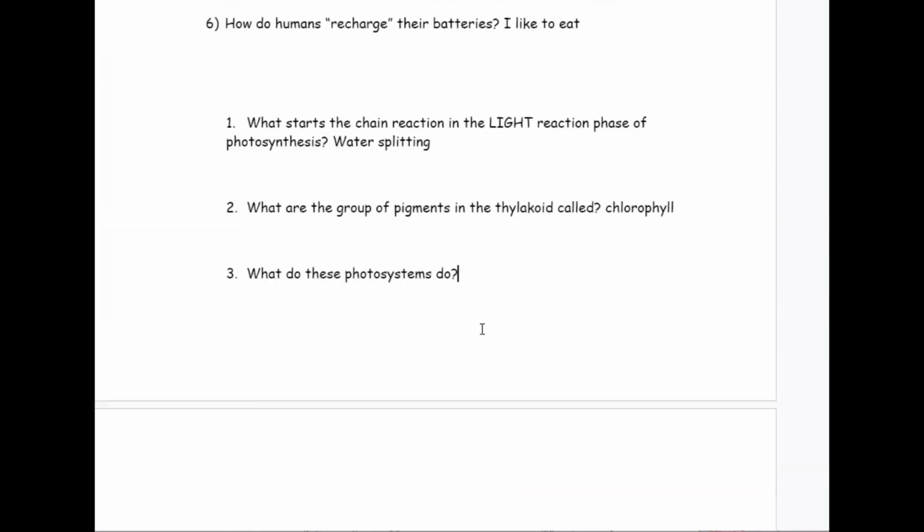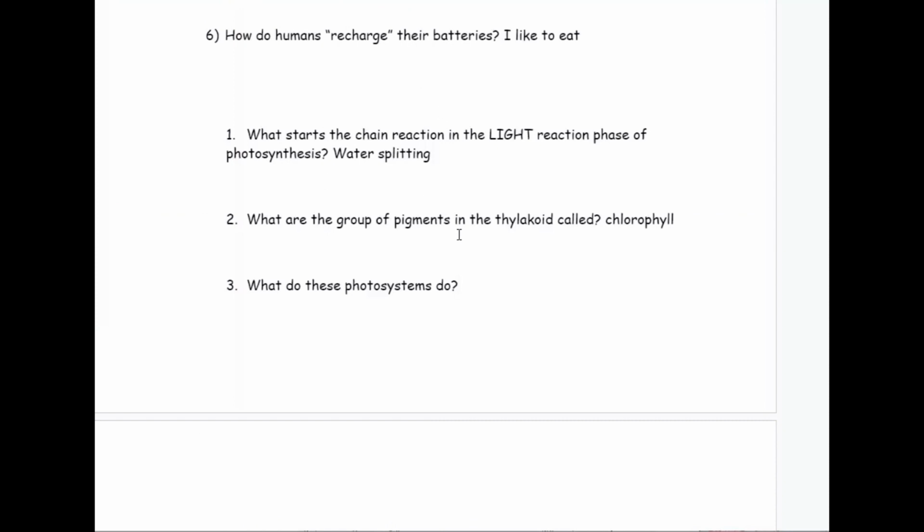What do these photosystems do? Okay, so why do we have photosystem one? And actually, what does this do? It releases energy and releases oxygen. That's the goal of the first phase.